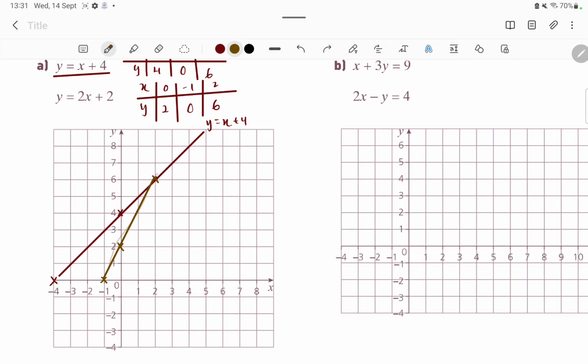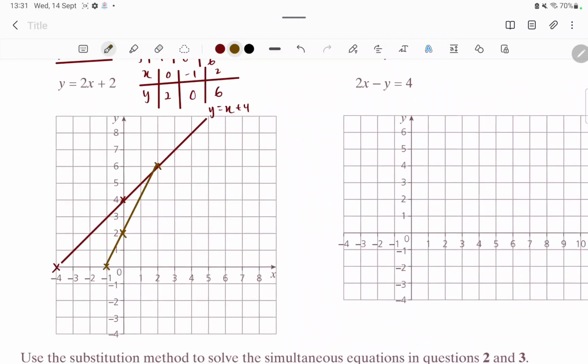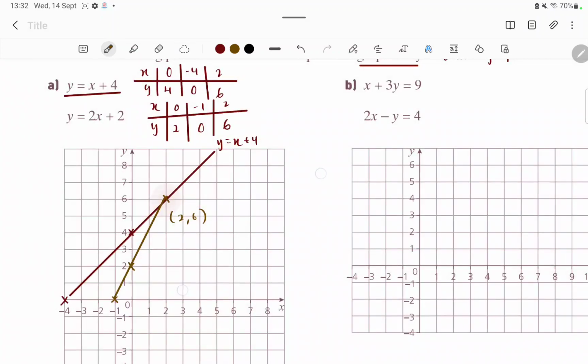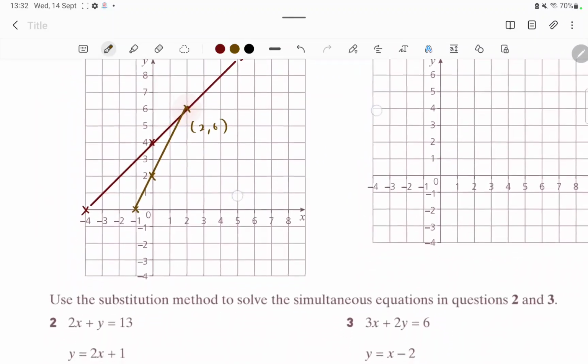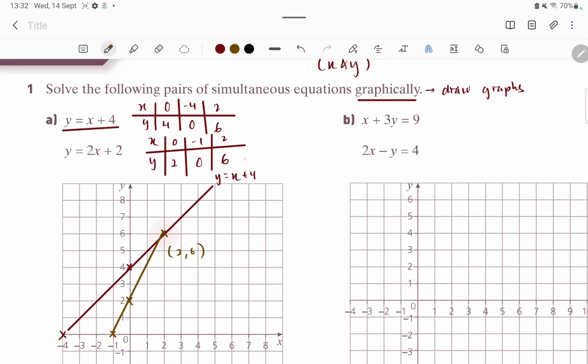Okay, so this one, notice that this point is plotted for both graphs also. They are connected at this point. So this point is actually x first then y, 2, 6. So this one is actually the final answer. I write here. Therefore, x equals to 2, y equals to 6.